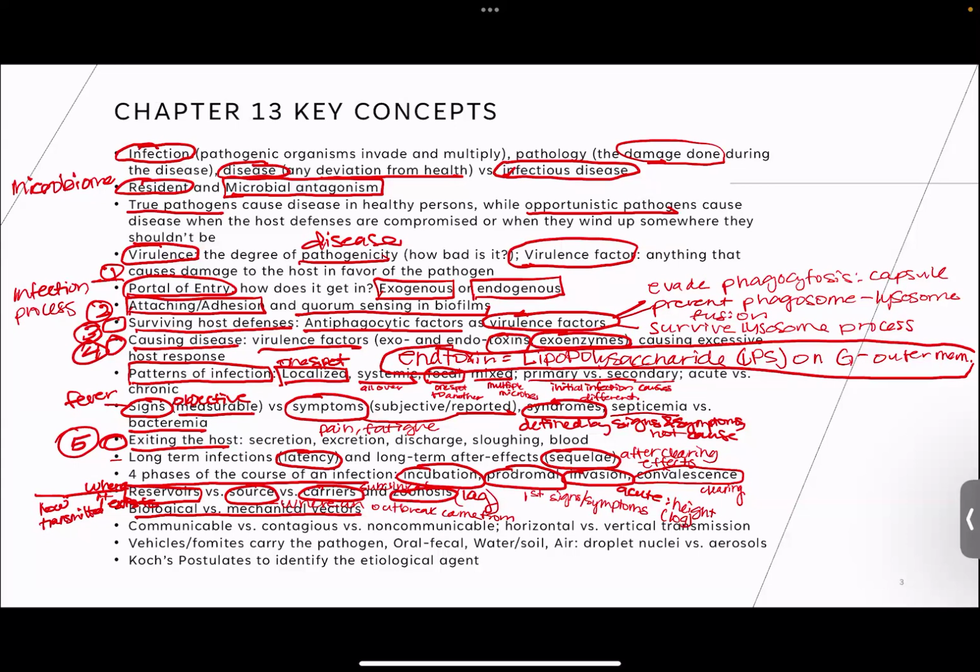The biological vectors are actually infected. Whether they have disease or not doesn't matter. But if they're actually infected and harboring that microbe and it's growing in them, then that is biological.